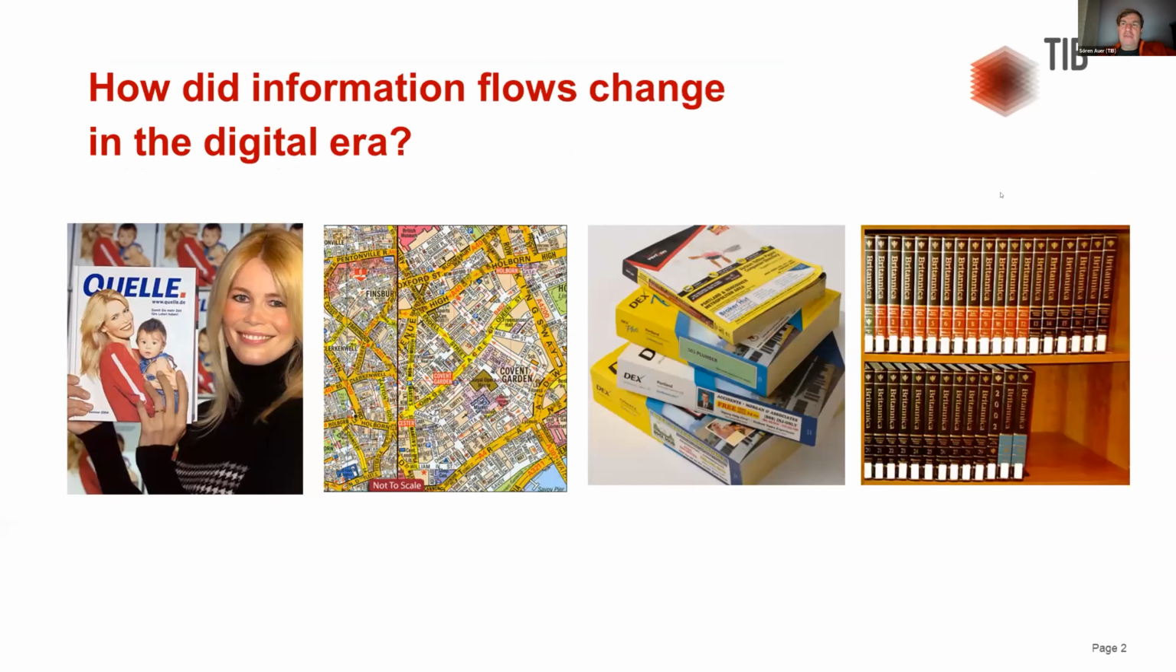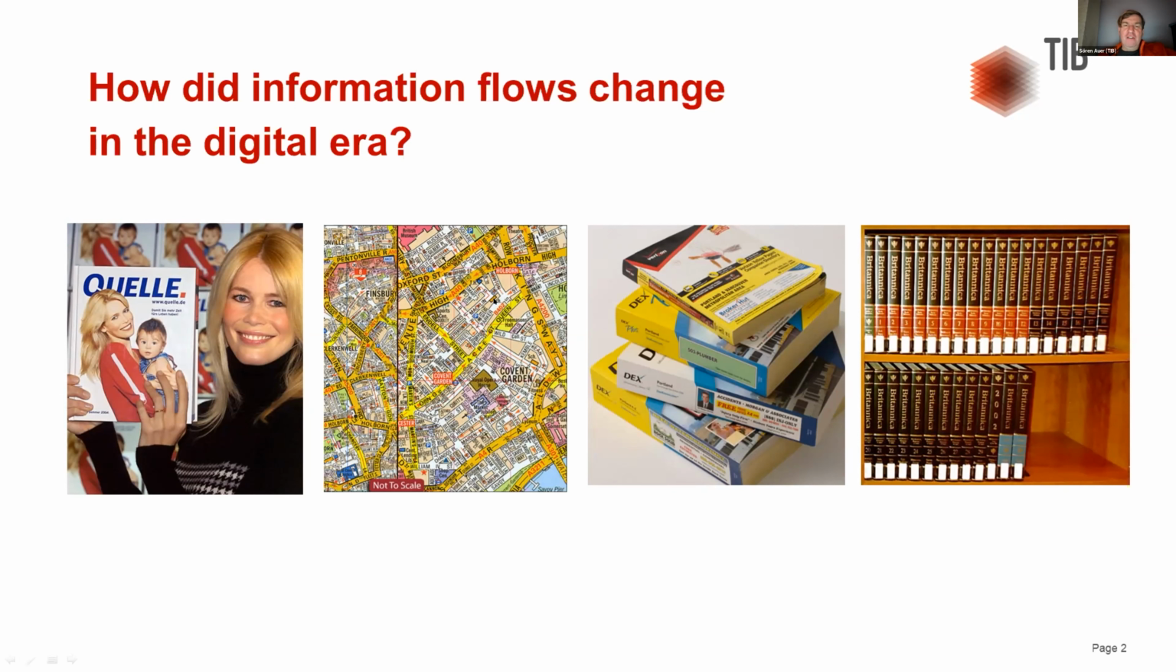discussing how information flows changed in the digital era in different domains. For example, there were mail order catalogs. In Germany, the Quelle catalog, which you see on the left, was extremely popular. Maybe also one of the reasons why the Iron Curtain fell between East and West Germany, because East Germans wanted to have access to these cool products which were described and printed in these mail order catalogs, which were hugely popular in the 80s, 90s, 2000s, and completely disappeared nowadays.